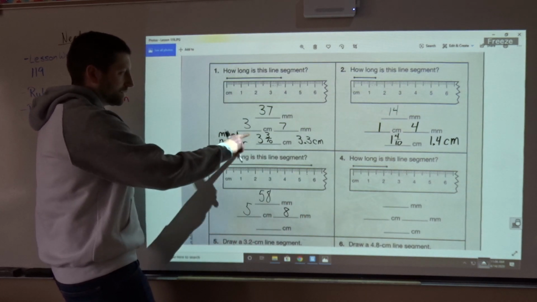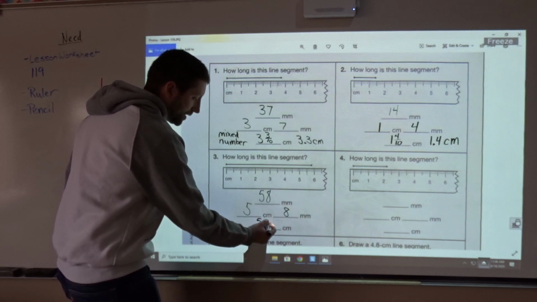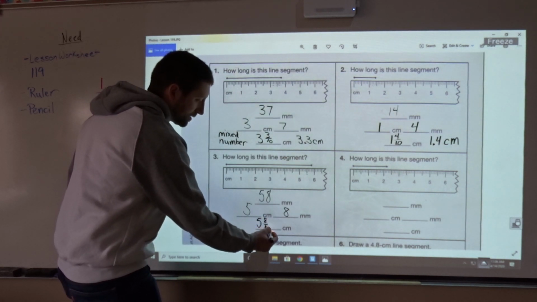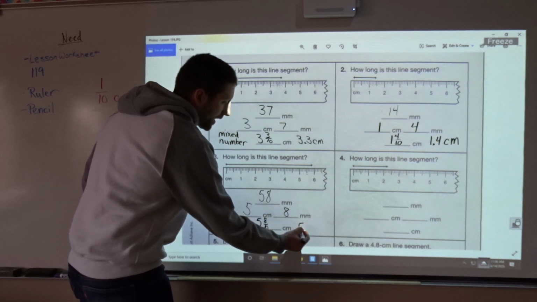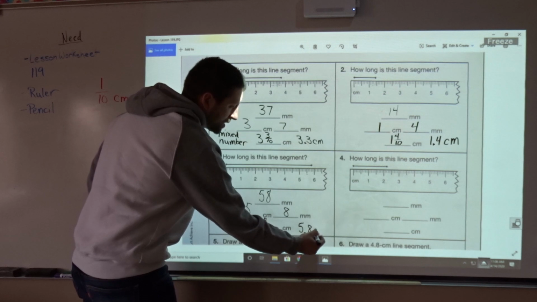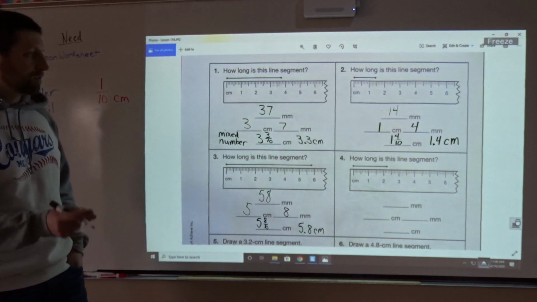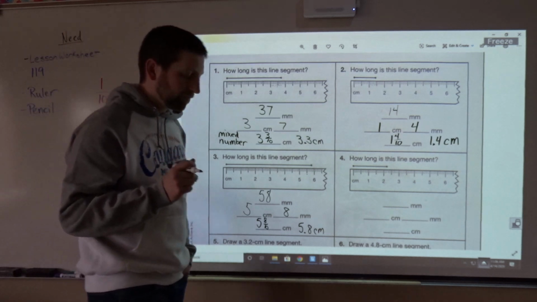And I can write this as a fraction. So 5 and 8 tenths. Or I can write it as 5 decimal point 8 and then centimeters. So 5 and 8 tenths centimeters. Okay, number 4.